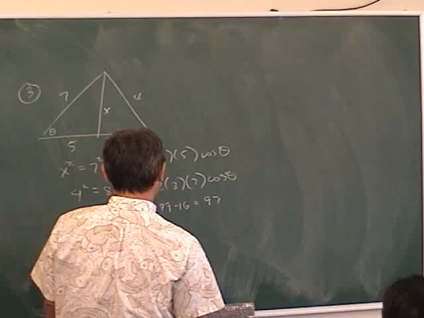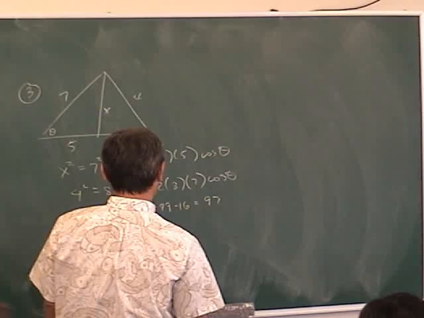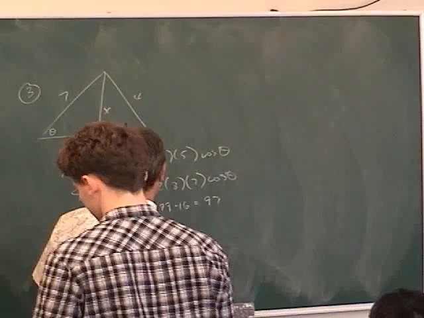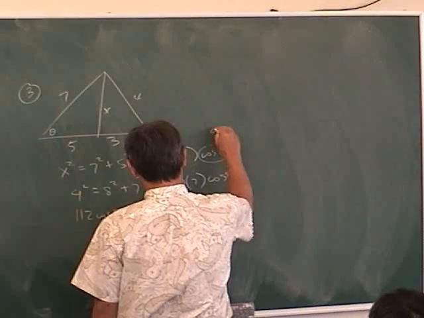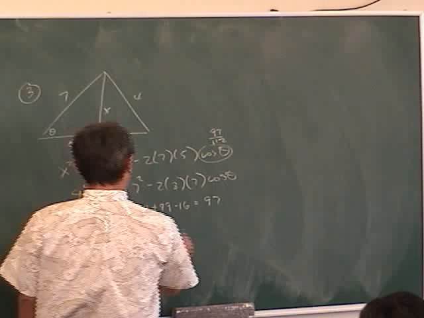I got 33, 97, yeah. 112. That's right. 97 over 112 is cosine. Okay. Then once you get that, you plug it in here. This is 97 over 112. Okay. And so x squared equals here.